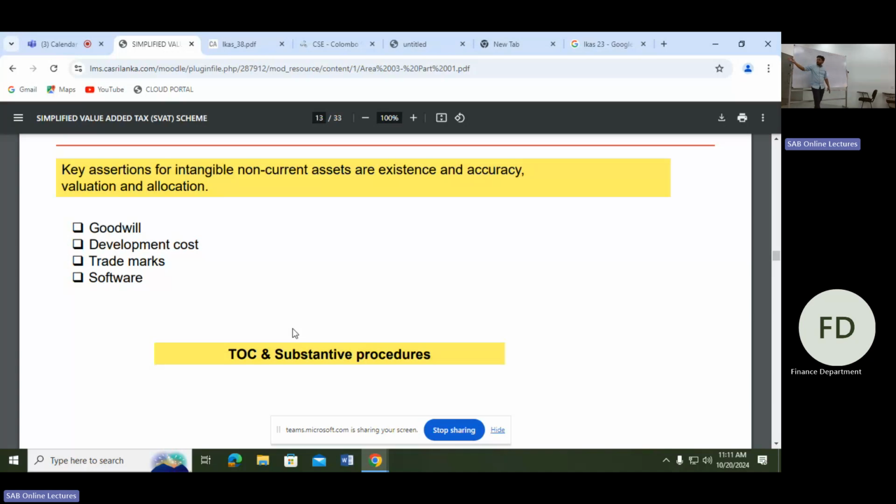Likewise, the procedures and TOC, some special procedures can be decided next week. And further, we'll discuss the accounting treatments and accounting guidelines, and then we'll move to procedures. And let's conclude that next week. Right?